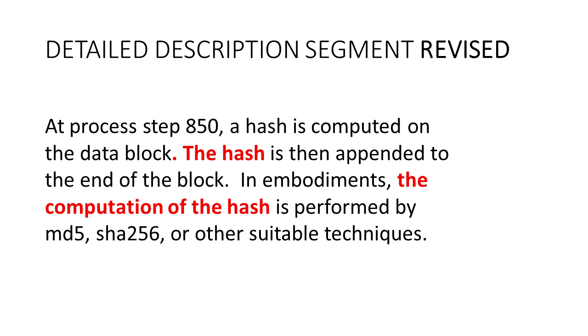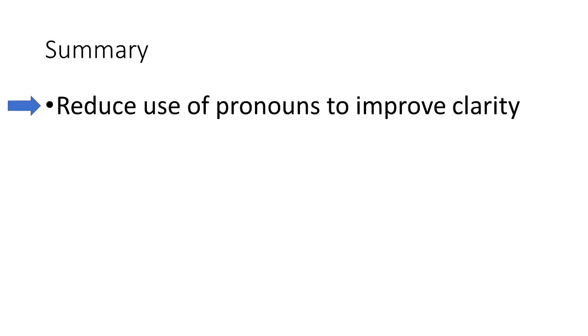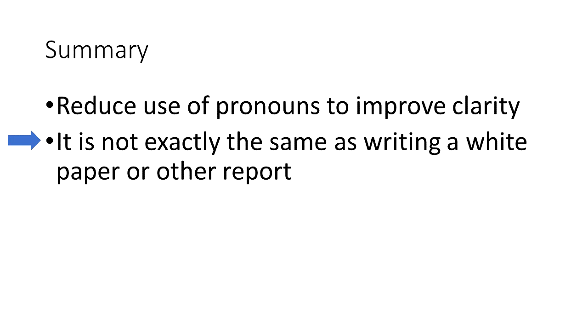So in summary, for the detailed description, reduce the use of pronouns to improve clarity. This can make the writing flow seem unnatural or a bit clunky, right? Because when we normally speak and communicate, we use pronouns quite often, and it speeds up communication. Because if we have to use an object every time it appears in a discussion, it gets very clunky.